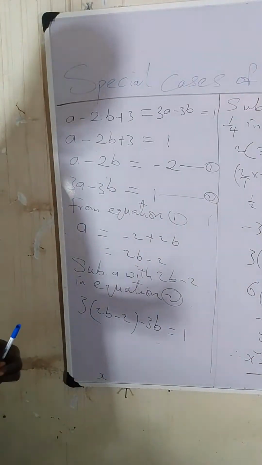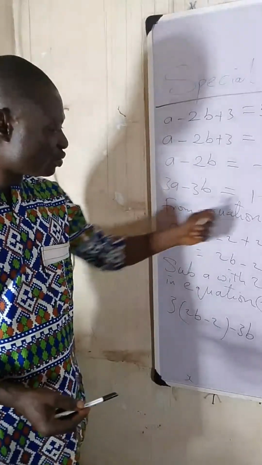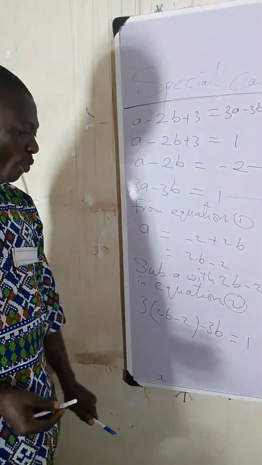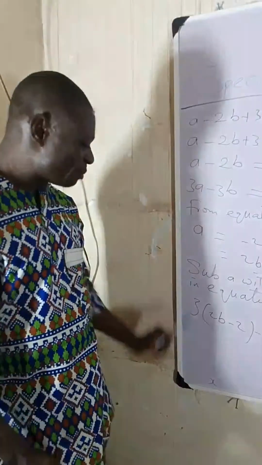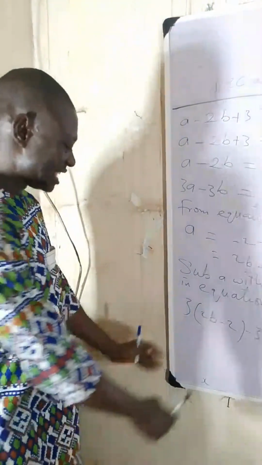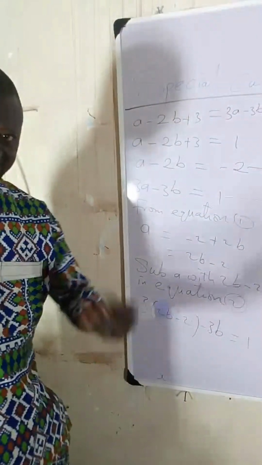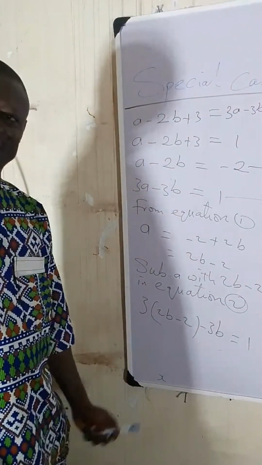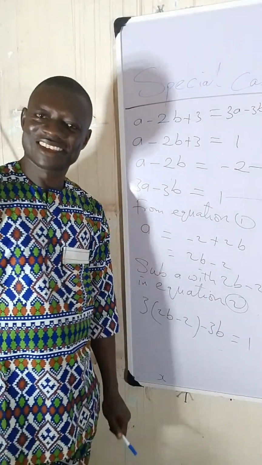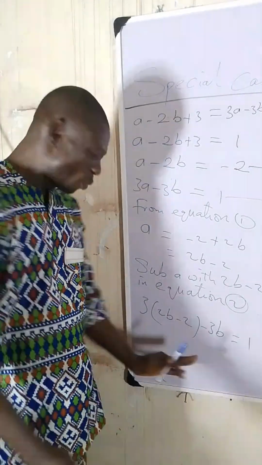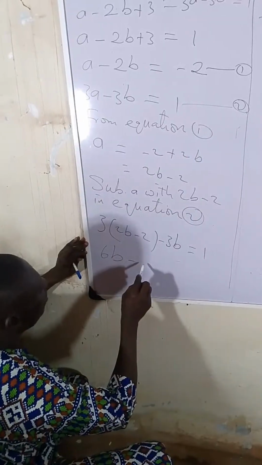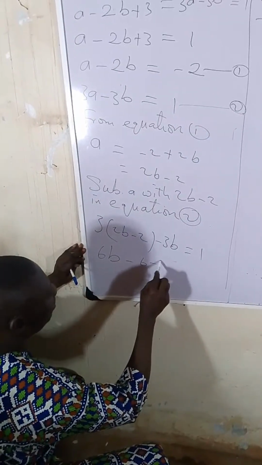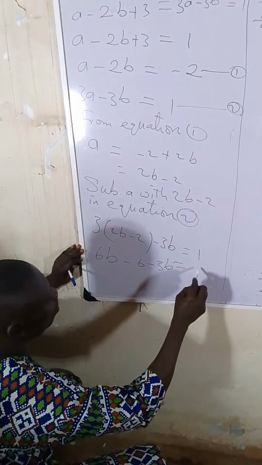What have we succeeded in doing? We have written equation 2 in a form where we have not changed the question. The only slight change is that something that is equivalent to A is now taking the place of A, but is having the nature of B. And so we have only one variable, B, to solve. That's the correct thing. And so what we have to do is to open the brackets and say 6b minus 6 minus 3b is equal to 1.